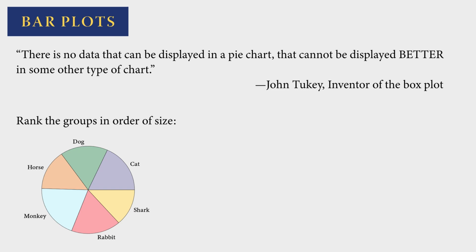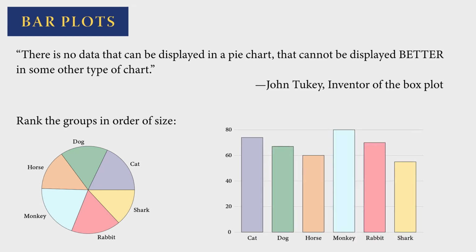To see what I mean, try ranking these groups of animals in order from least to greatest. I'll give you a few seconds, but you might want to pause the video until after you're done. Now, here's a bar plot of the same data. Which of the two gives you a better comparison?